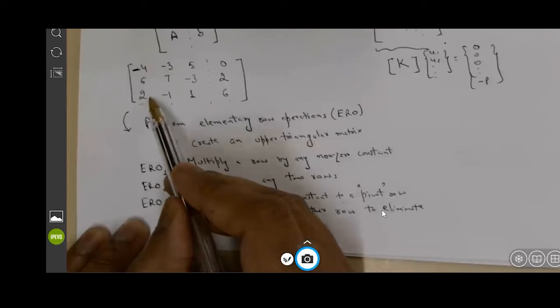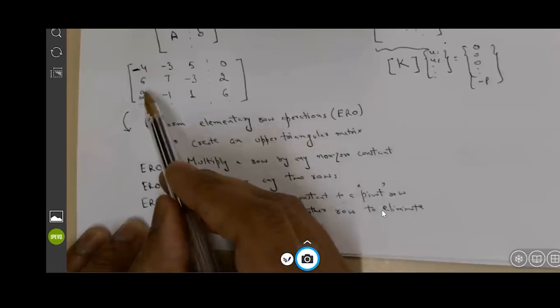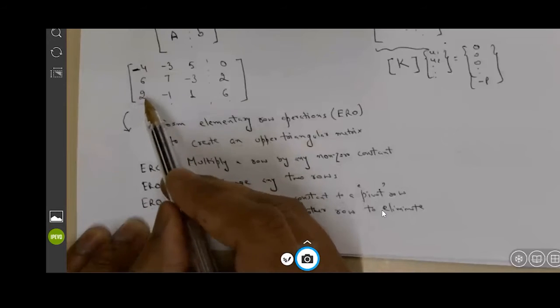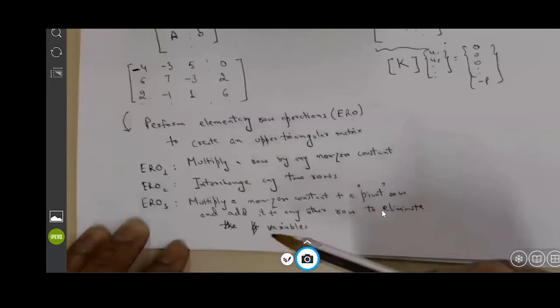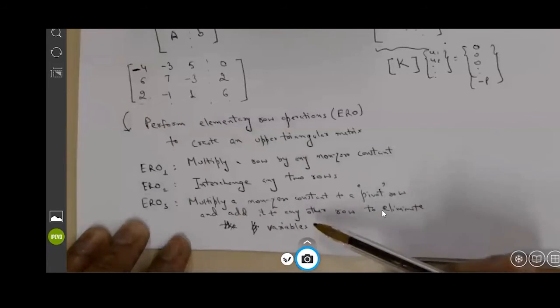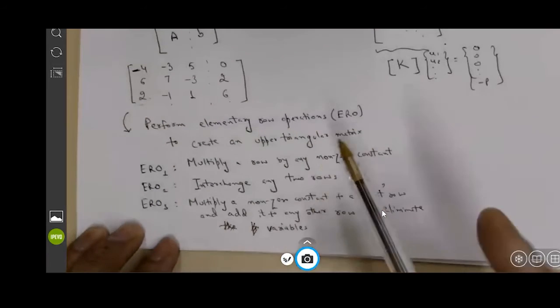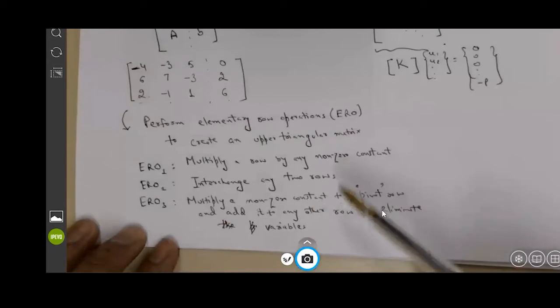Yeah. So basically when I add it, that means the coefficient corresponding to x1 is eliminated in this third equation. So that is what this elementary row operation does. We will actually go through this step and see what I mean by that.